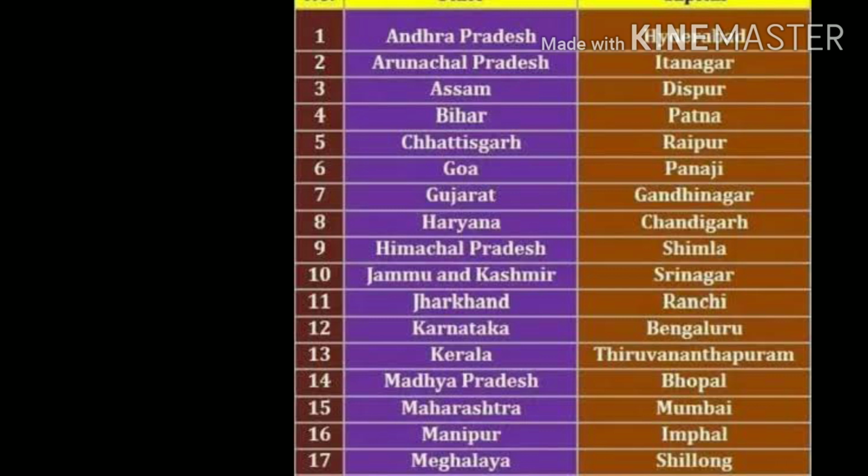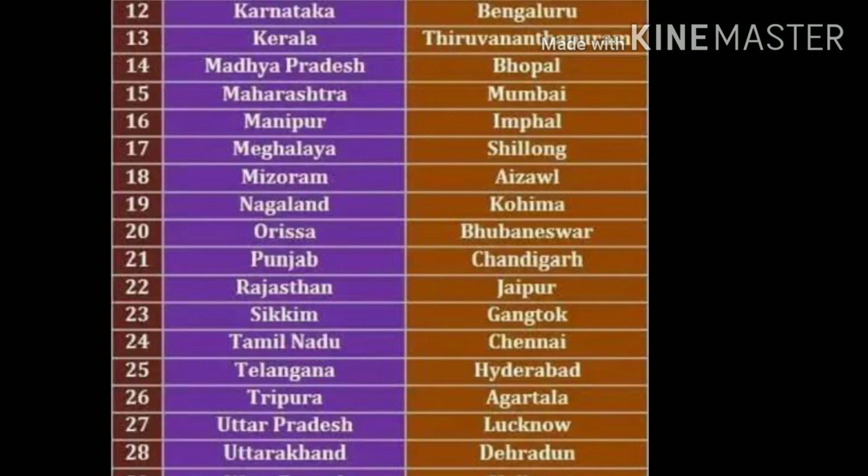Jharkhand, Ranchi. Karnataka, Bangalore. Kerala, Thiruvananthapuram. Madhya Pradesh, Bhopal. Maharashtra, Mumbai. Manipur, Imphal. Meghalaya, Shillong. Mizoram, Aizawl. Nagaland, Kohima. Odisha, Bhubaneswar. Rajasthan, Jaipur. Sikkim, Gangtok. Tamil Nadu, Chennai. Telangana, Hyderabad. Tripura, Agartala. Uttar Pradesh, Lucknow. Uttarakhand, Dehradun. West Bengal, Kolkata. So, these are the states and capitals.